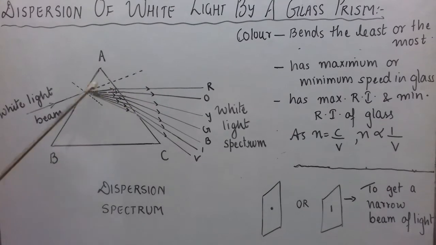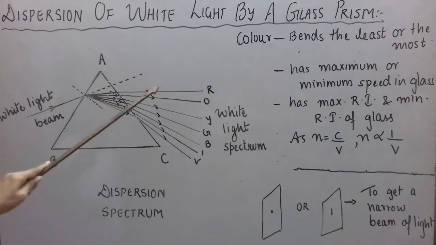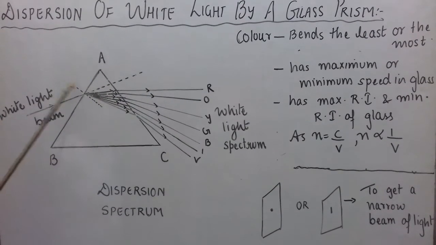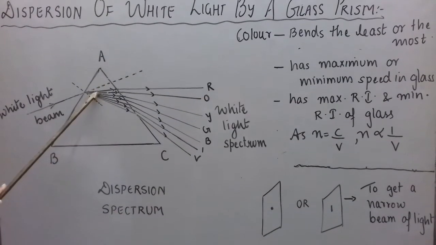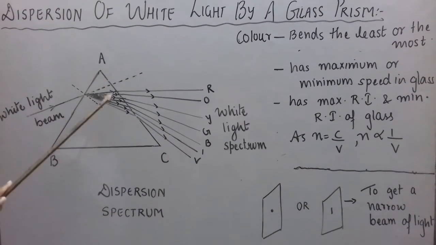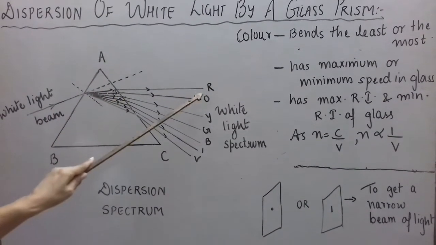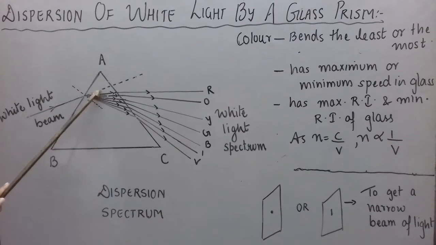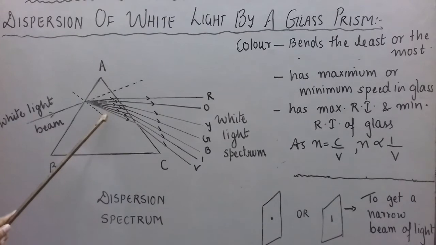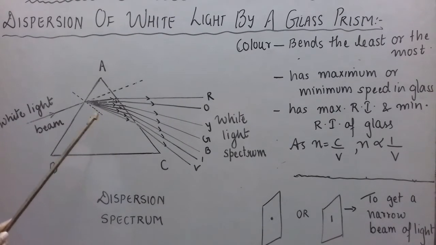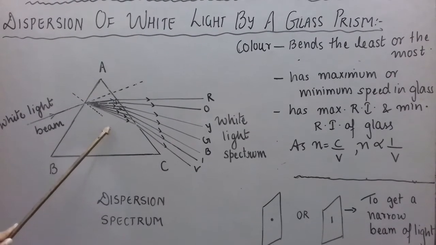So since red color has bent the least, speed has reduced the least. Speed has reduced the least means red color has maximum speed, because there is very small change. Change means decrease only, reduction only in its speed. So red color has maximum speed in glass, and so we can easily say violet color has minimum speed in glass. Okay, because it has bent the most. So more change or more decrease in its speed.